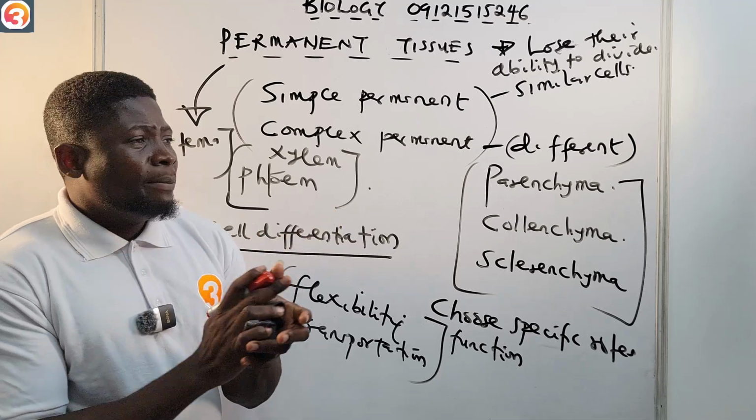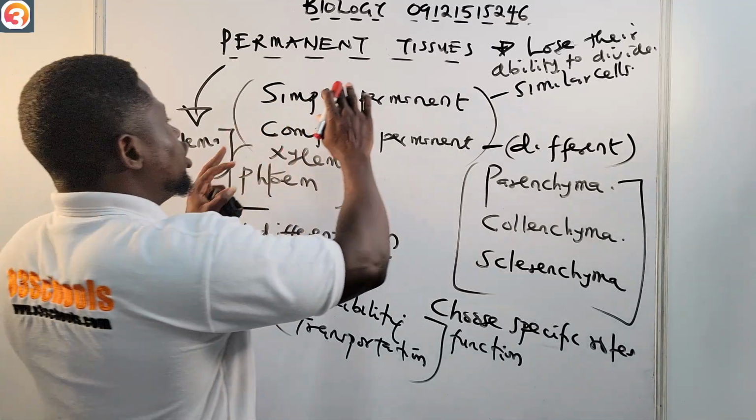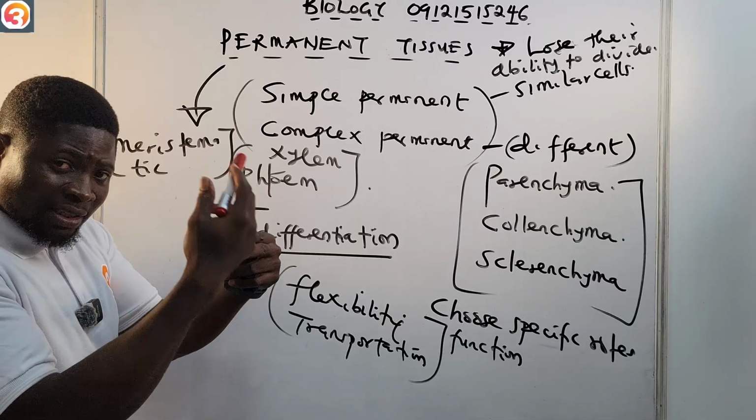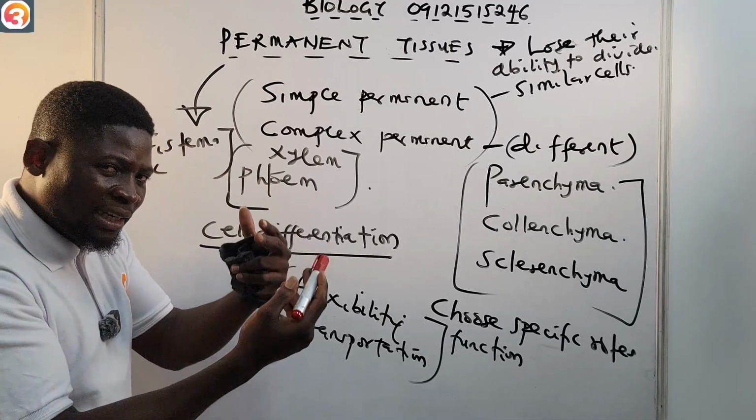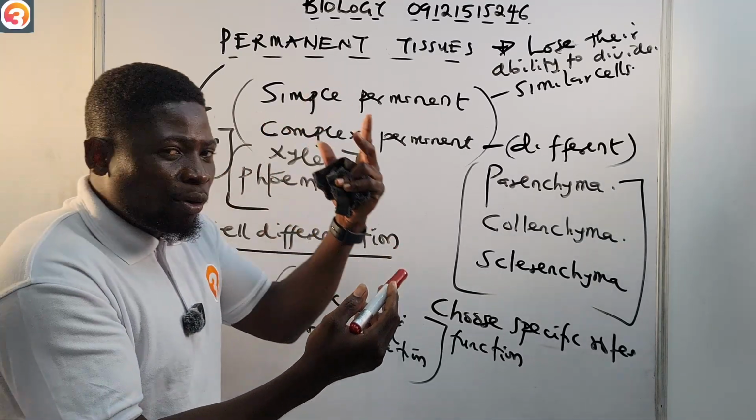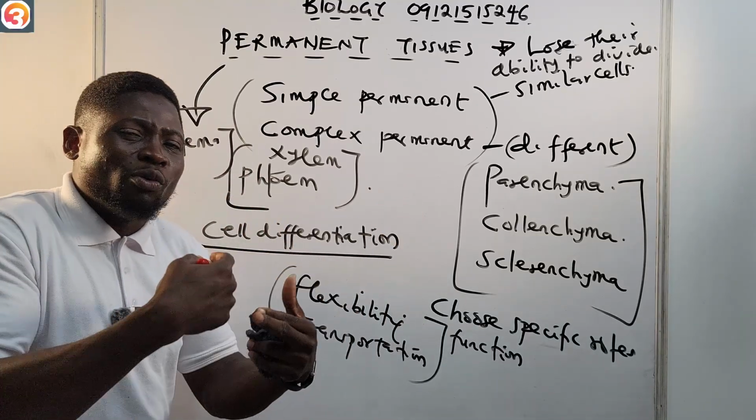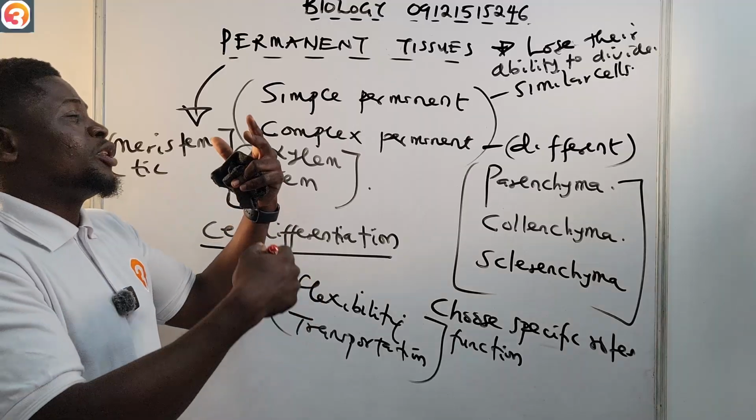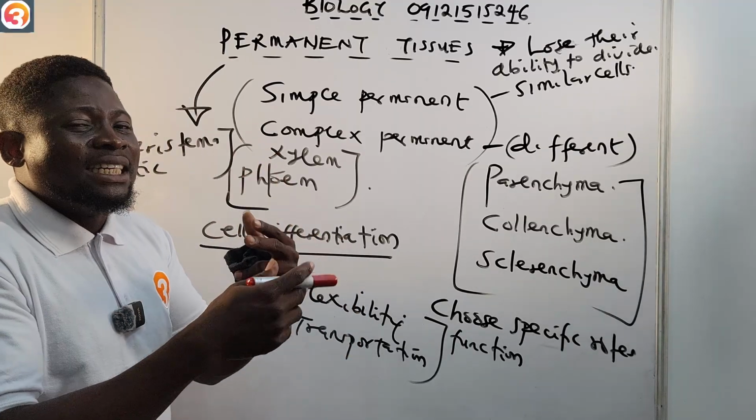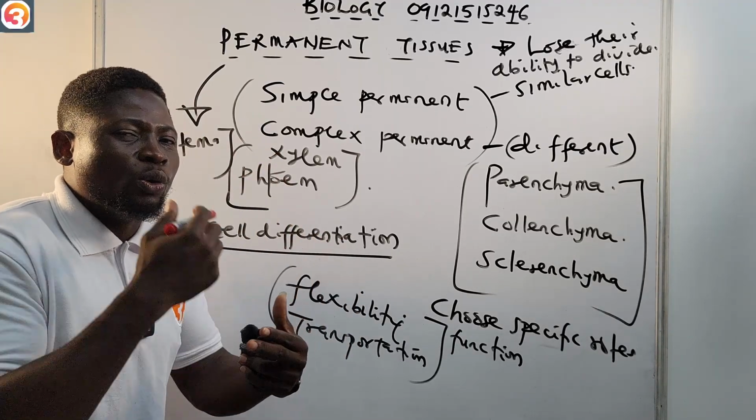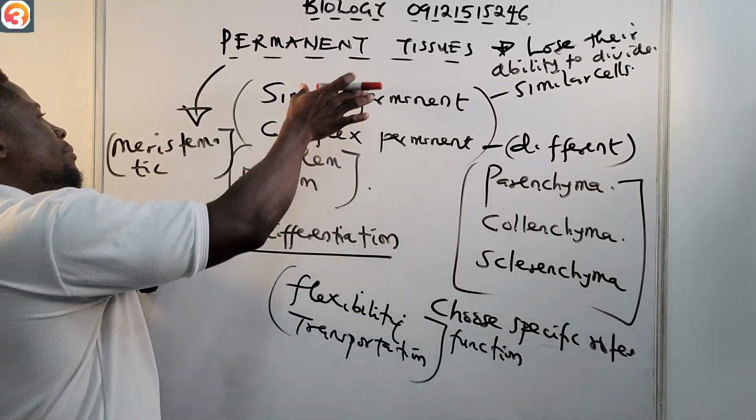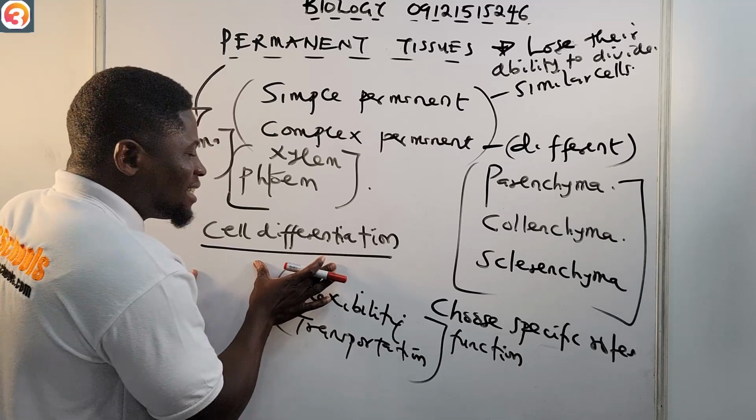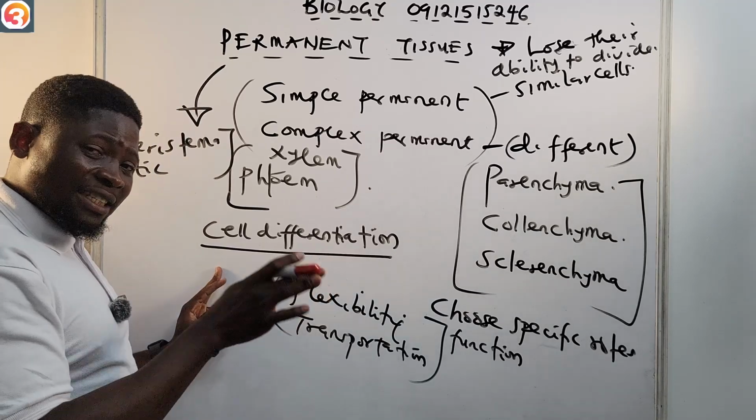So in summary, meristematic tissues will change to permanent tissues. It happens during the process when they are dividing, and at that point those cells will be able to choose specific functions. After they choose specific functions, they convert to permanent tissues, and then they lose their ability to divide. So permanent tissues are formed from meristematic tissues due to cell differentiation. I hope that is very clear.